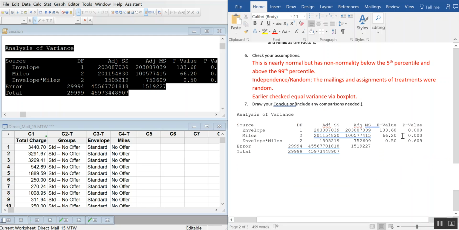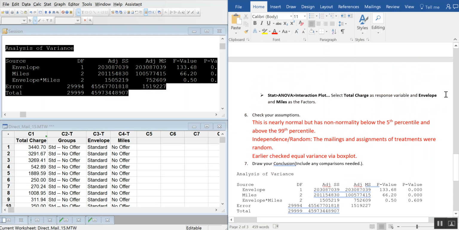Okay, so the first thing I look at is my F values. Ooh, good, good. That's bad. Good, good. Ew, for p-value. So I hopefully am looking at this and being like, okay, clearly envelope and miles are significant contributors, but when combined together, they are not. Okay, so I'm going to have to make note of that in my conclusion.